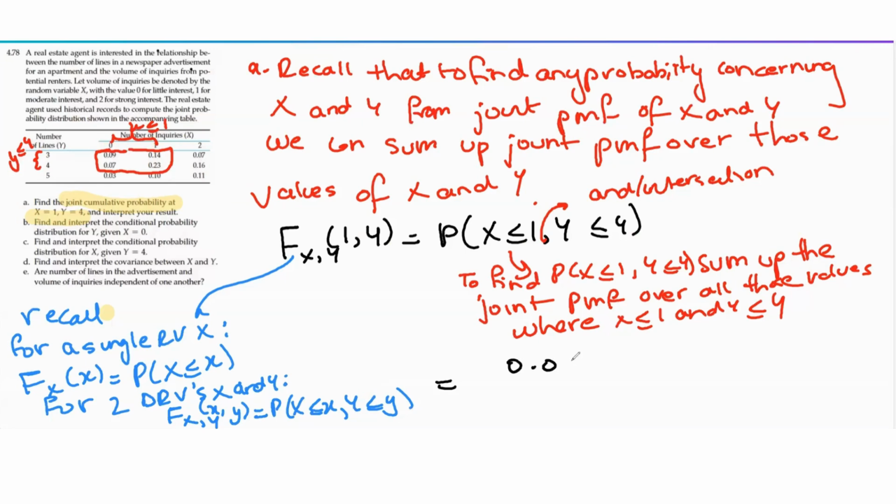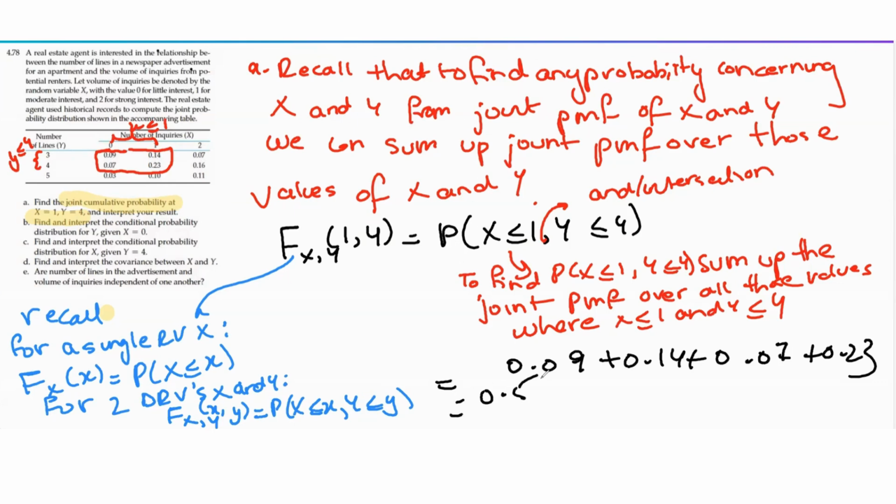So it's going to be 0.09 plus 0.14 plus 0.07 plus 0.23. And this turns out to be 0.53.